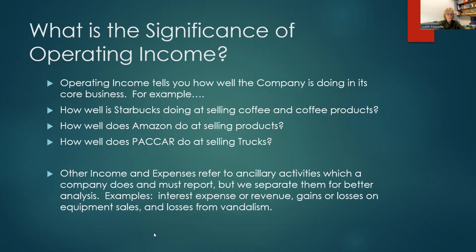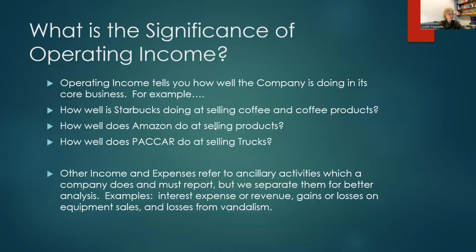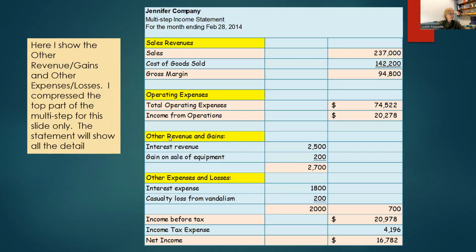We have one more category on this statement that doesn't relate to operations. So it's called other income and expenses. All right, so here it is. So here's sales revenue. I just compressed this so that I could show you guys the whole statement here, but you would list all the operating expenses like we did back here. Okay. So here's the categories: other revenue, other expenses. Gains are like revenue, so they go with revenue. Losses are like expenses, so they go here. So here are the four types of costs for that.